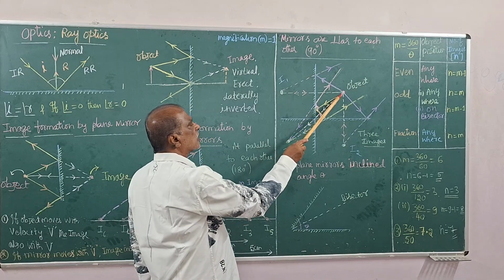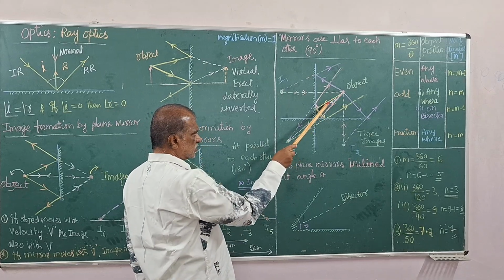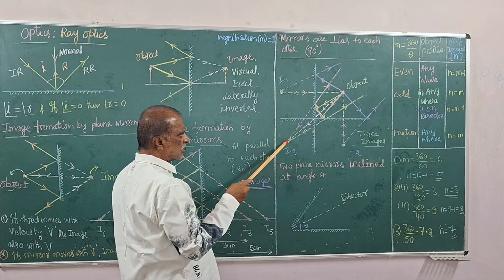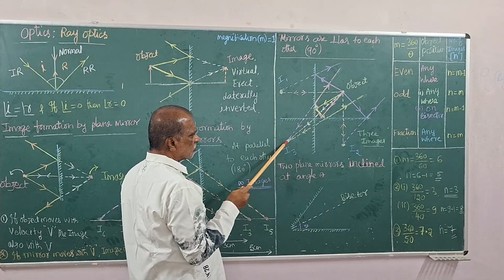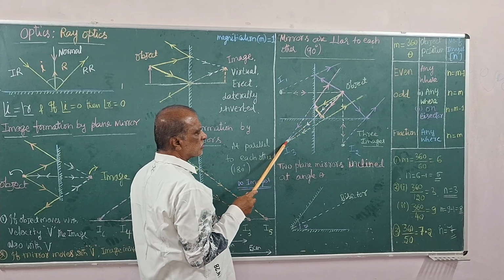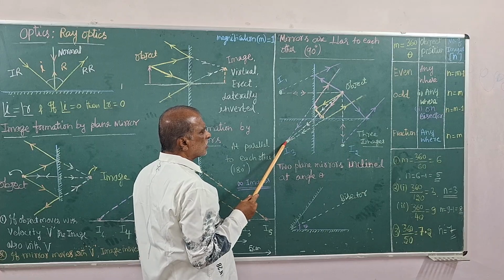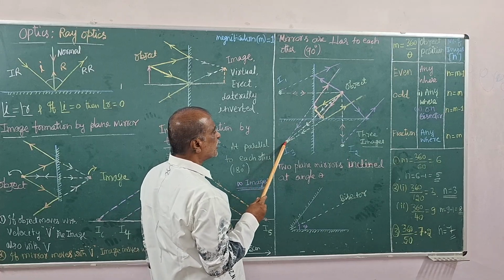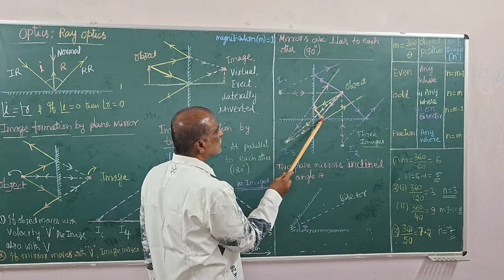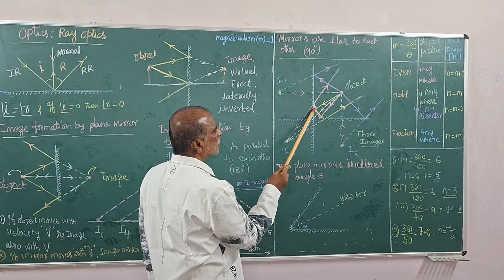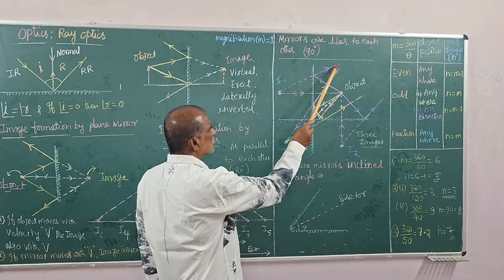Incident and reflection along the normal like this. All intercept at this point. So there is the possibility of one more image formation at this point due to these double reflections, not only single reflection.